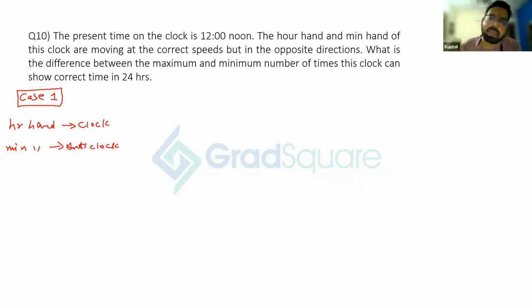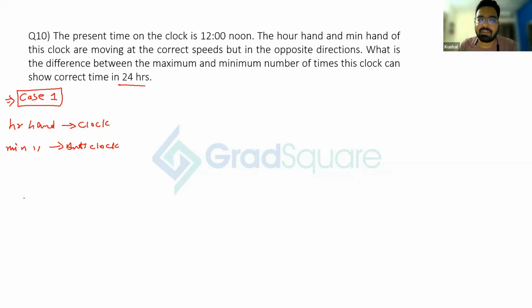Clear? Now, can you tell me in this particular case, in 24 hours, how many times the clock will reflect the correct time? Paritosh, I'm not getting that. In 24 hours, how many times will it reflect the correct time? Okay, tell me the first time in this particular case, case number one, when it will reflect the correct timing. Paritosh, that's the starting, right? So we will exclude that.